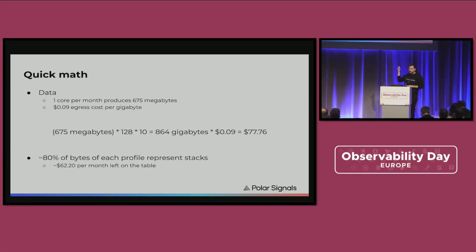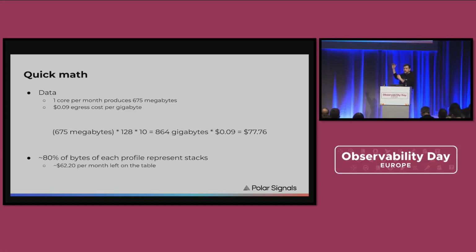One core with our product, and this is roughly the lowest that I'm aware of, produces 675 megabytes per month per core. If we multiply that by a relatively small infrastructure size, 10 nodes with 128 cores each machine, we get almost a terabyte of data that needs to be transferred out. Let's say our infrastructure is in GCP, our customer's infrastructure may be in AWS. They're actually paying egress cost to use our product, right? Aside from paying us for using our product.